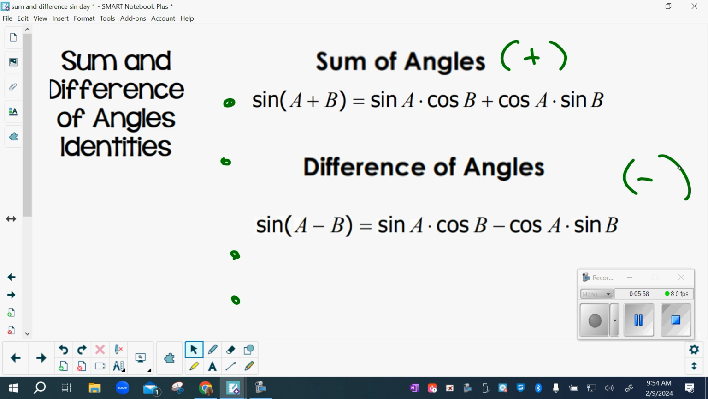Now, here's what I want you to notice as you're writing. Check this out. This has a plus because that's a sum of angles. So there's a plus on this one. This is difference. That's our subtracty guy. Subtract. Mr. Sarisa had a really great way. He called these ones a sine sandwich, meaning that you have sine at the beginning and sine at the end.